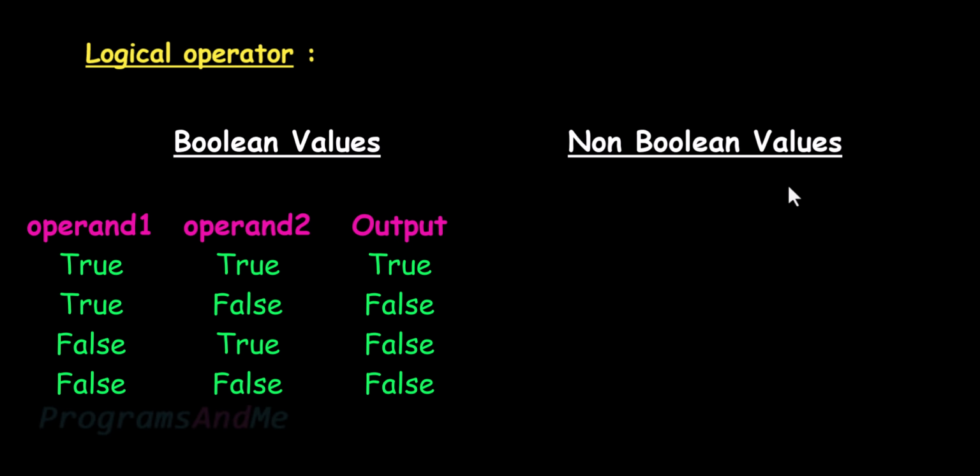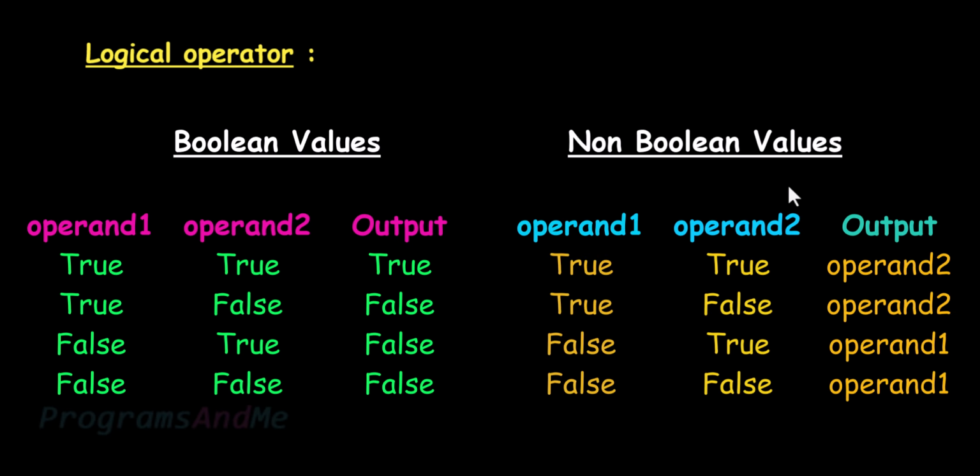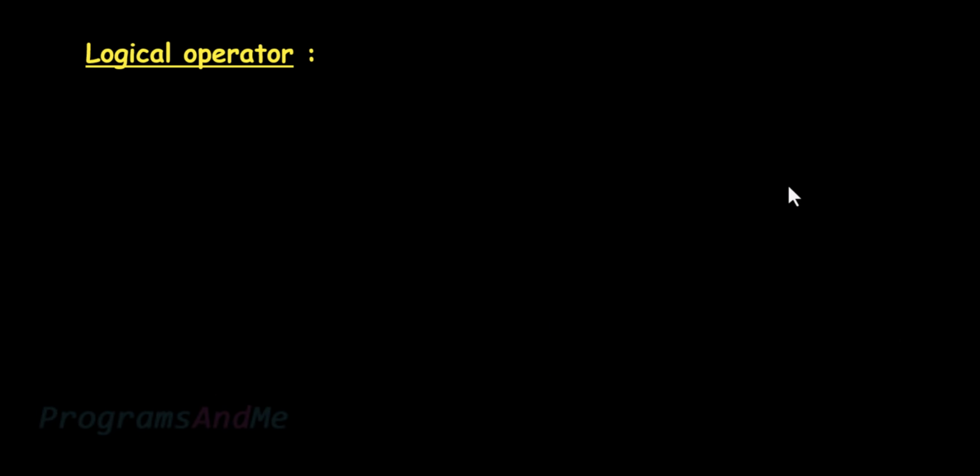In the logical and, if operand 1 is false, then return operand 1. Otherwise, it will return operand 2. So I'll make a table here. You can refer to this table with Boolean values as well as non-Boolean values so that you can understand how it actually works. So let's take more examples.